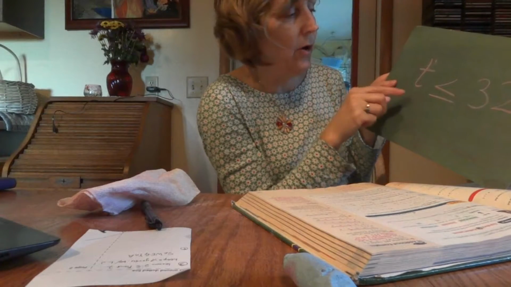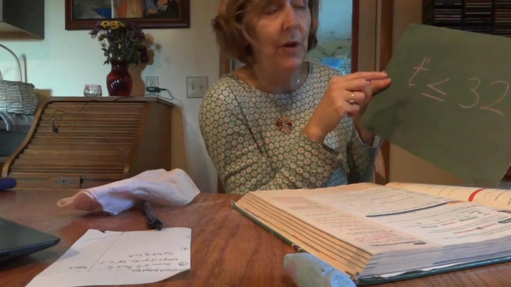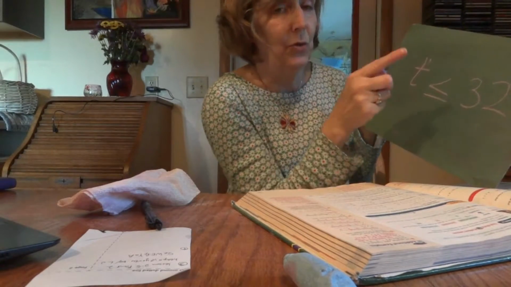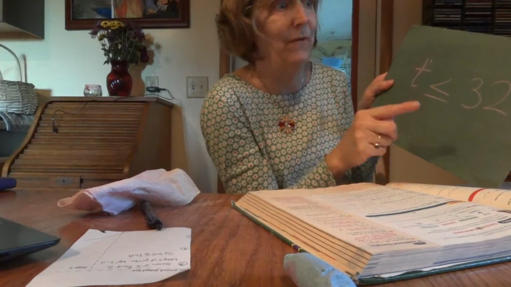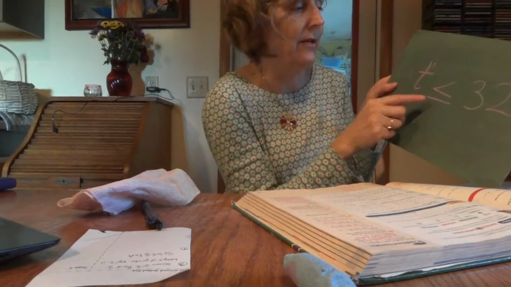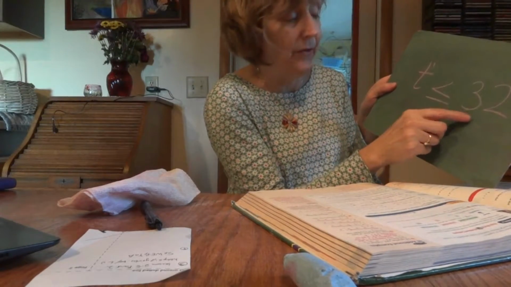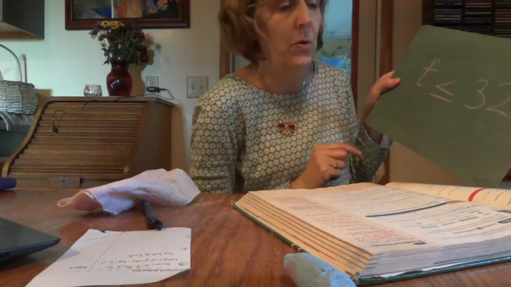You can't go more than 32 because you're too slow. It takes you too long to get somewhere. They don't want you in the race. You have to be faster than 32 seconds, so less than or equal to. If you do it in 32 seconds, that's still okay.